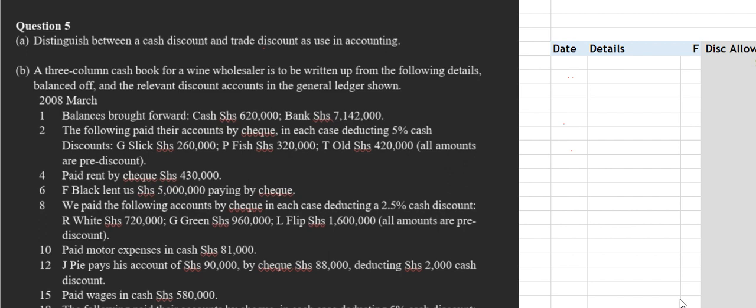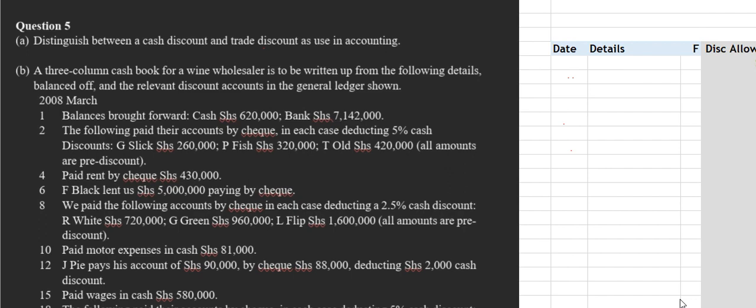A 3-column cash book for a wine wholesaler is to be written up from the following details. So we are going to prepare a 3-column cash book from the following details, balanced off and the relevant discount accounts in the general ledger shown for the month of March 2008.